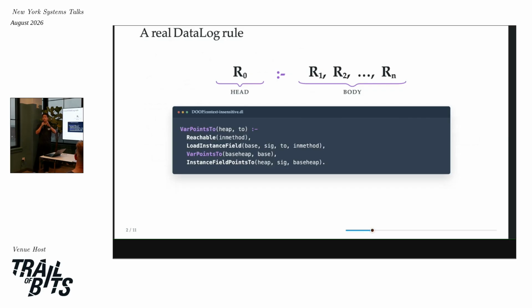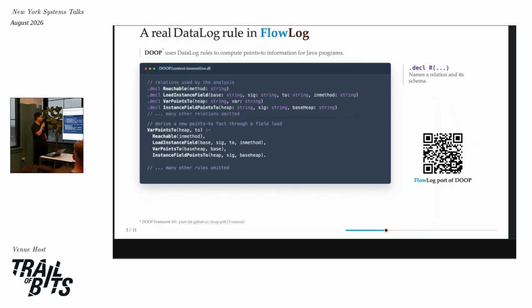That means anything new derived in this round will feed back into the next round and further derive new facts. Such recursion repeats until no more new data is produced. We call it a fixed point. This rule actually comes from a very famous Java points-to analysis called Doop. Here is one of its analyses, maybe too small to read, called context-insensitive analysis.